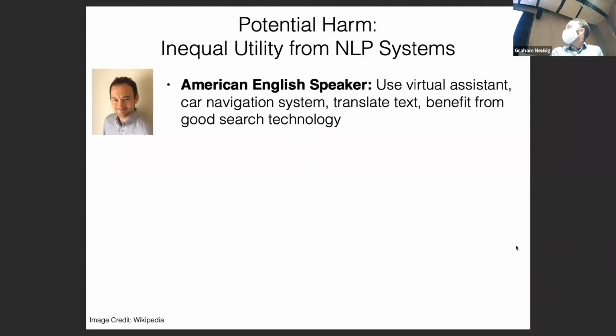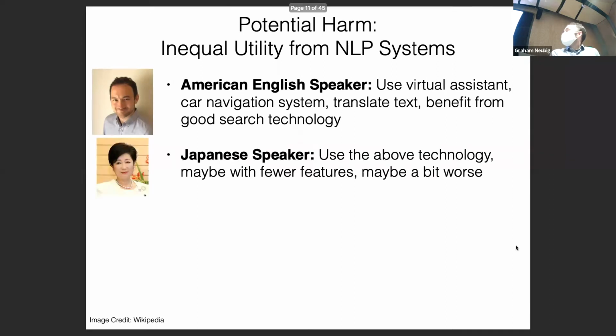Because of this, I can use a virtual assistant, a car navigation system, translate the text I write, benefit from good search technology, etc. If we think about somebody who speaks Japanese, they still do pretty well, right? Because Japanese is a relatively high resource language. Multinational companies have this as one of their first markets that they aim for, and there are a lot of Japanese companies working exclusively on Japanese too, of course.